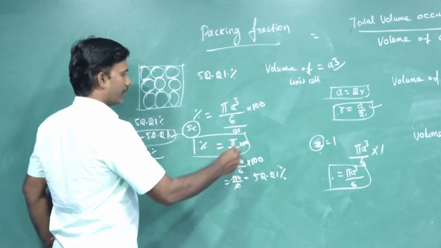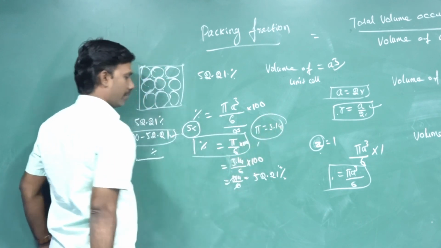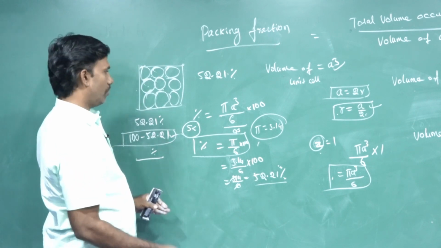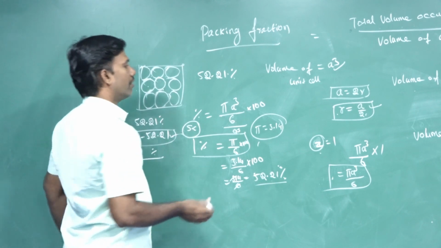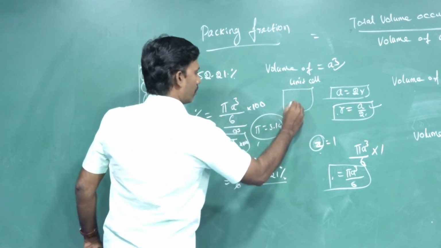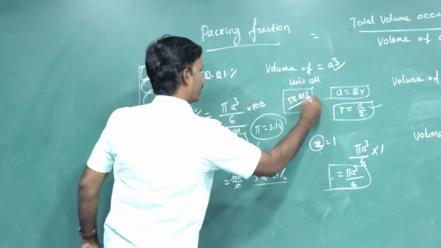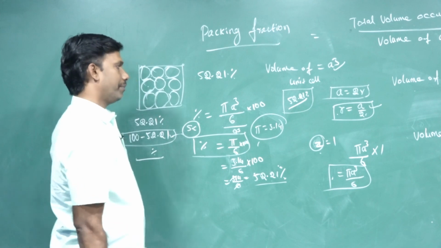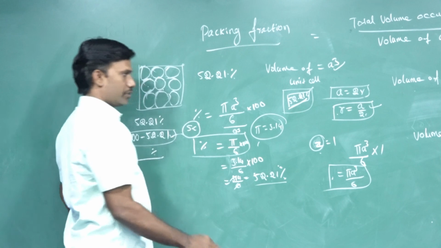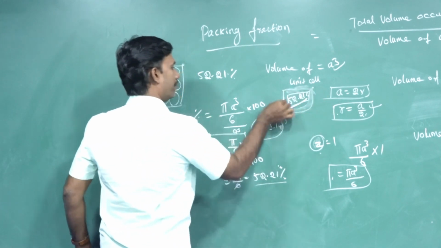You know very well, pi equals 3.14. When you apply this value, you get 52.21%. So the conclusion is that in a simple cubic arrangement, out of the total volume, 52.21% of the volume is occupied by the sphere. Only 52.21% is occupied by the spheres, and the remaining is empty space.